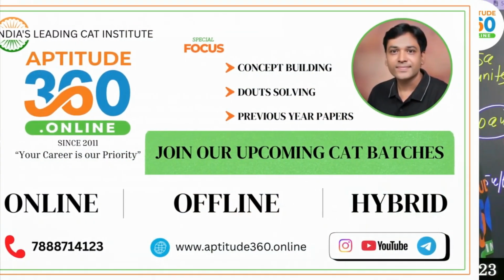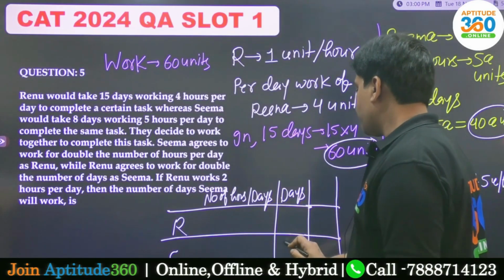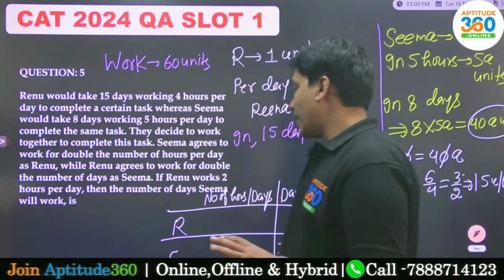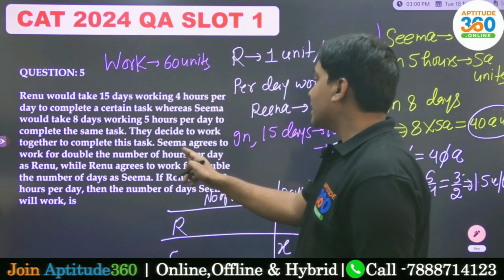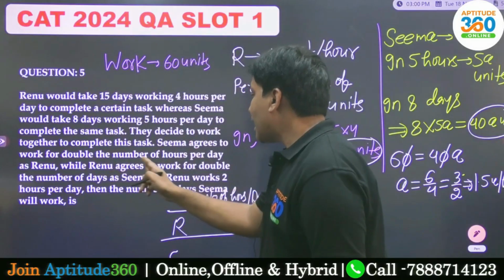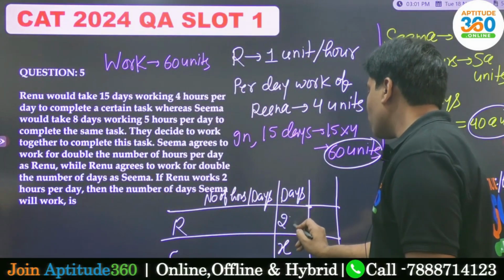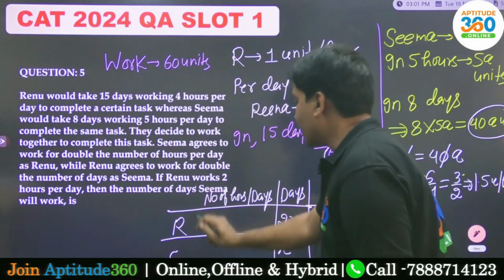So days, if Seema is working at it for x days, the problem says that Reena agrees to work for double the number of days. So I would say that Reena is working for 2x days, right?